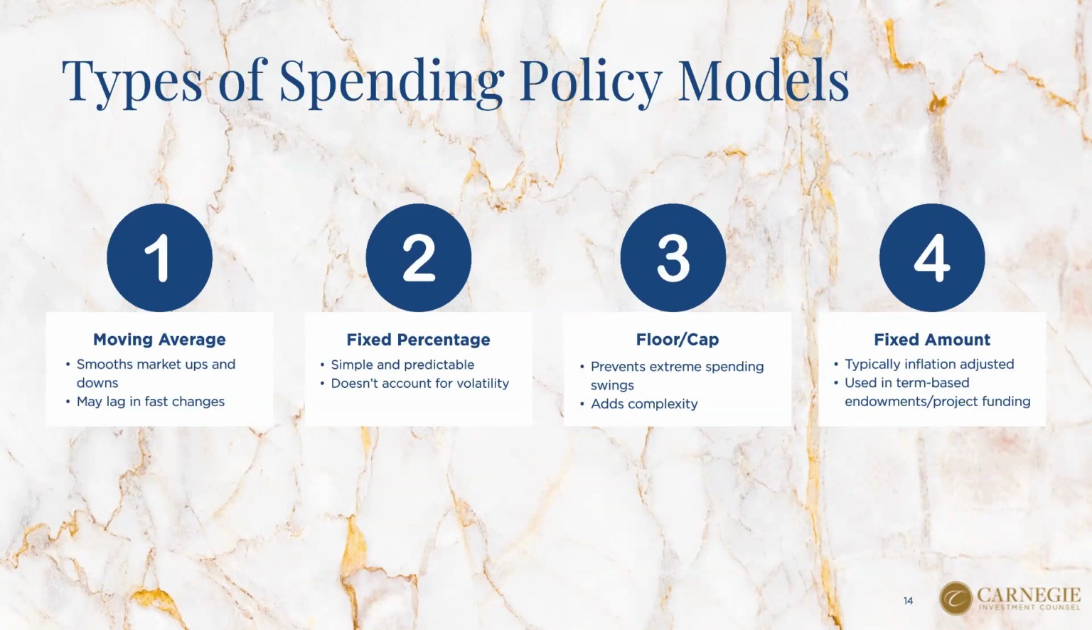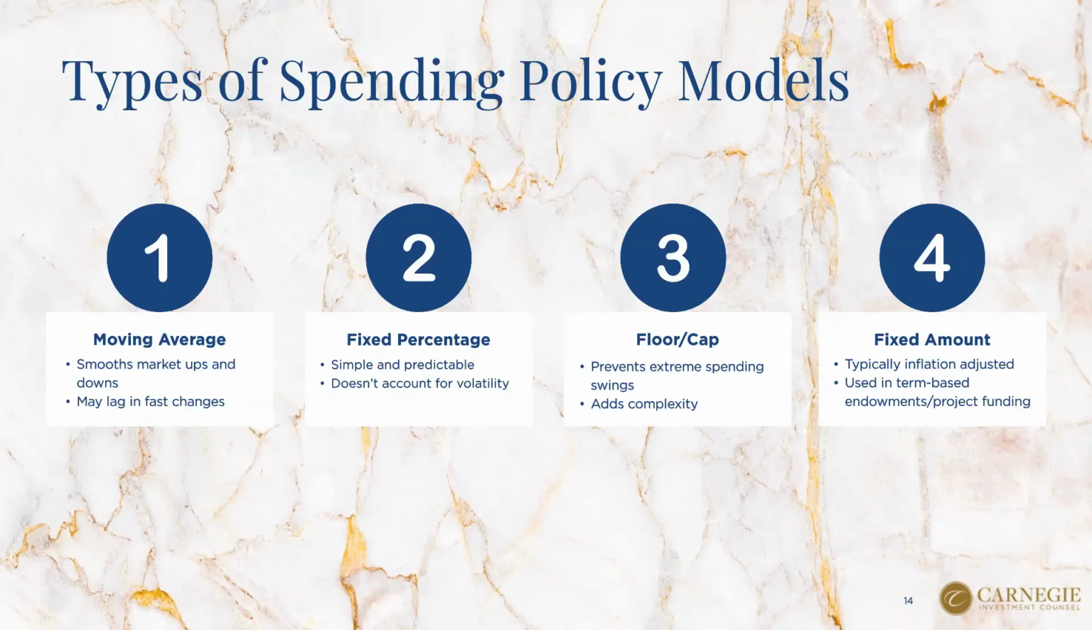Instead of saying each year we're just going to pull 5% out of whatever the year-end market value was, we're going to use a smoothing mechanism where we will calculate the average market value over a specified period of time. It might be the average of the last 12 quarters or so. And then that is what's used to calculate the amount spent.